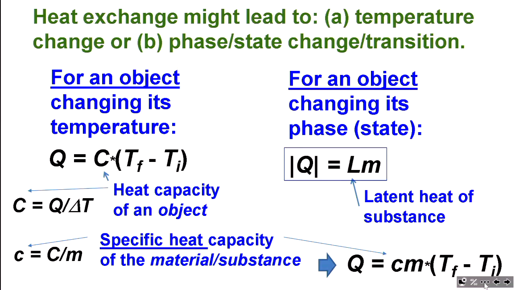But this product of a specific heat of a material and the mass of that object also has a name: heat capacity, or capacitance, people say differently, of an object. So there's a little linguistic difference between calling little c and big C. This is a feature of a material, of matter. This is a feature of an object.